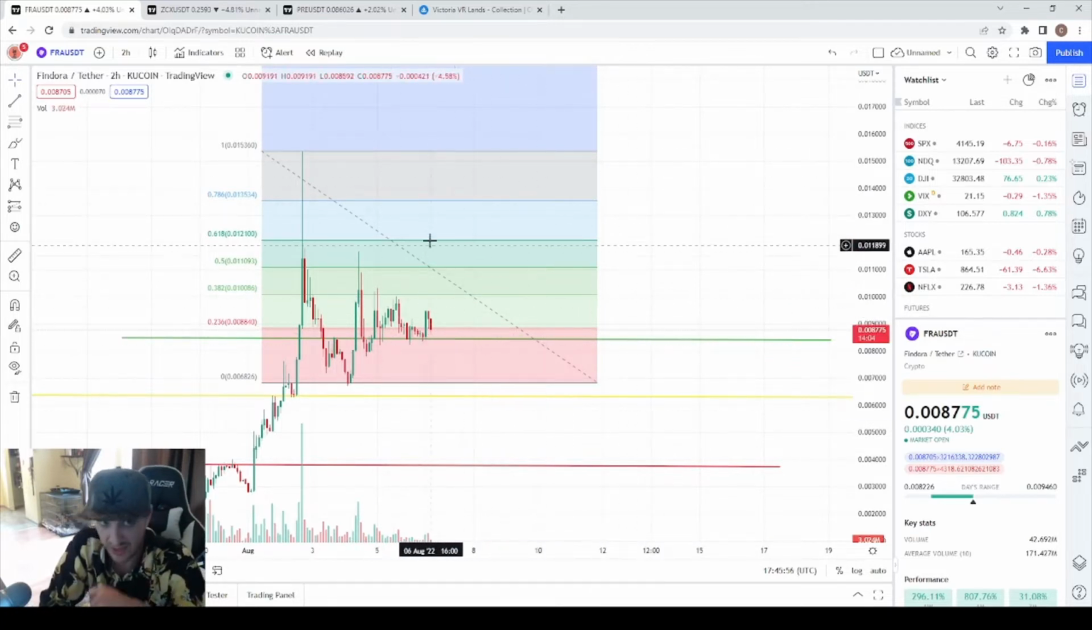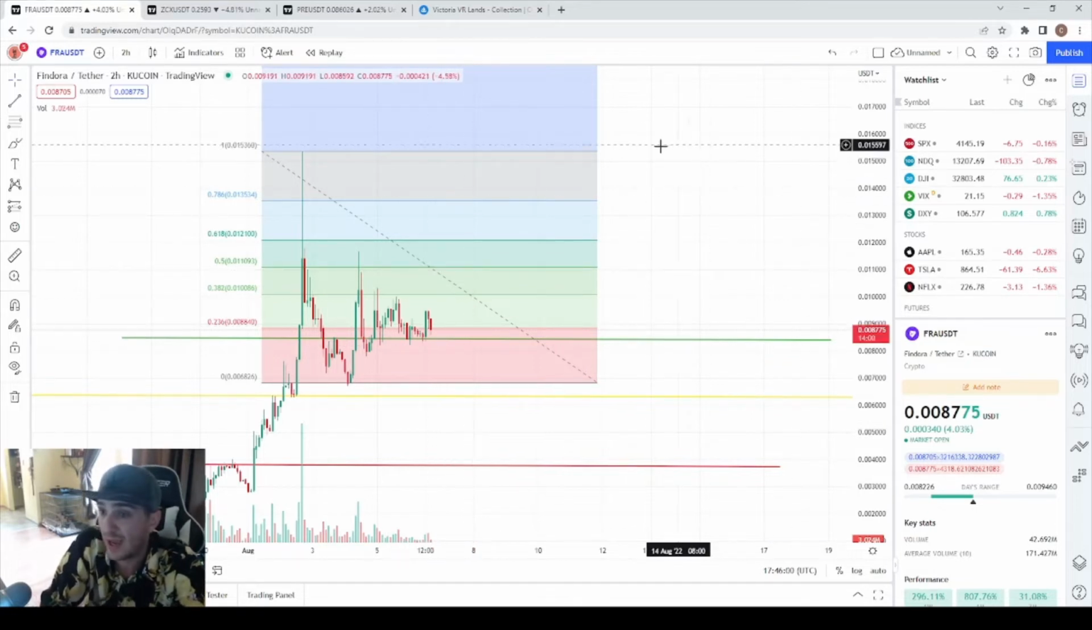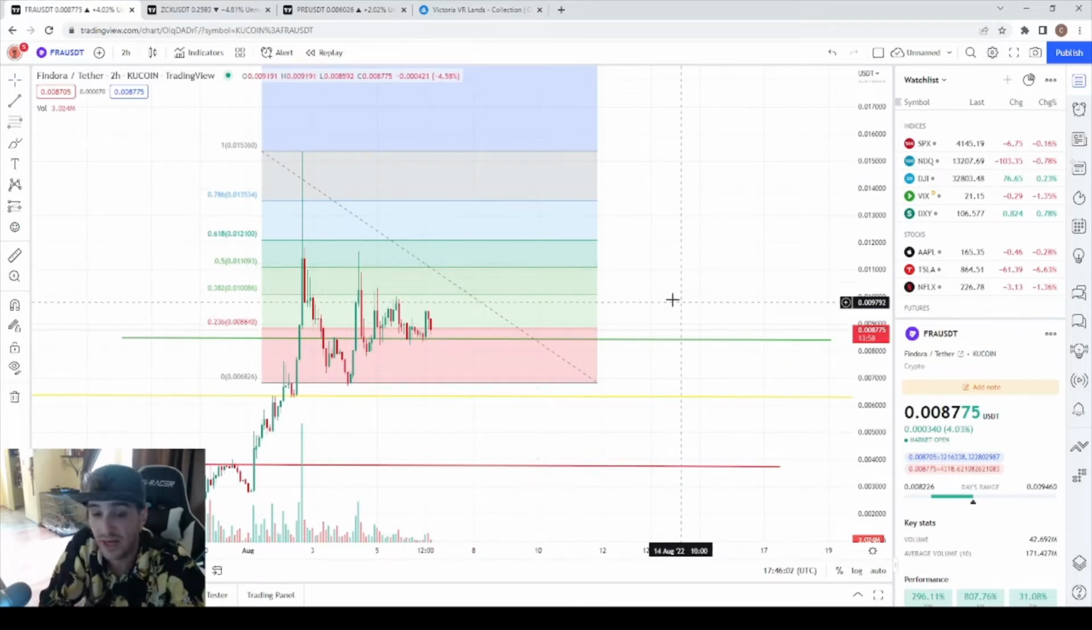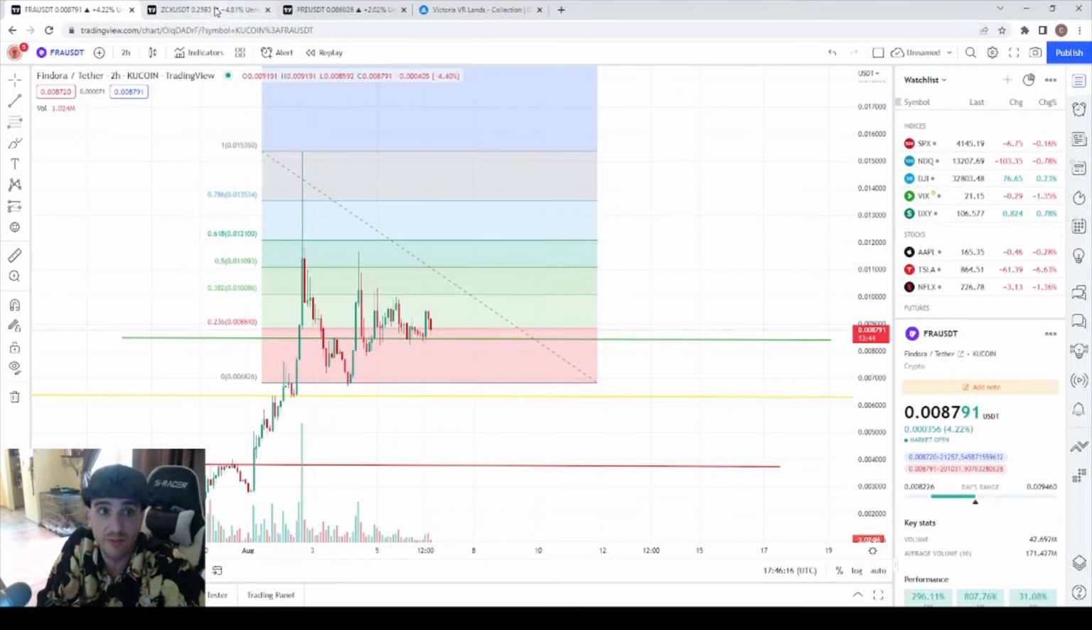We're a little sideways right now, but adoption's coming more. Findora has what they call the yellow submarine coming out soon. I recommend looking into that. I don't want to go too much into details because it'll confuse you if you don't take the time to listen to it or read it. Just look into the yellow submarine from Findora.